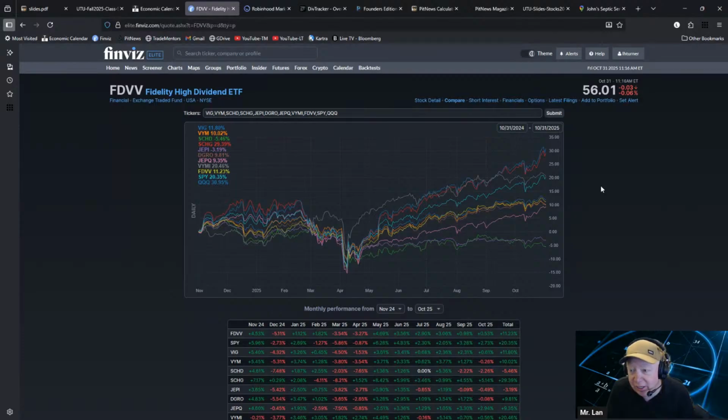I think that's the VIG. This is VIG. And then we got the FDVV, the yellow one. And then the orange one is VYM. And then there's another one on there. It looks like DGRO. And then under that is the pink one, JEPQ. That's JEPQ right there. And then there is a little purple one. That's JEPI way down there.